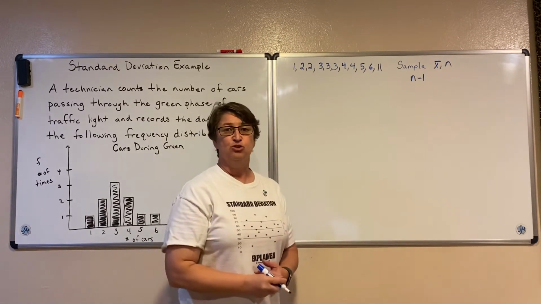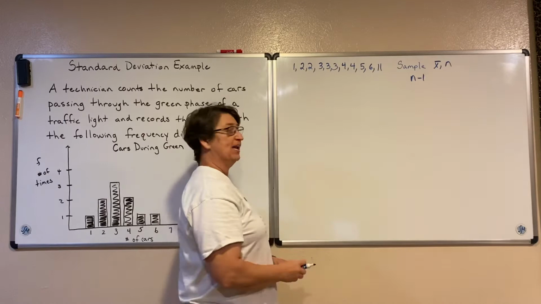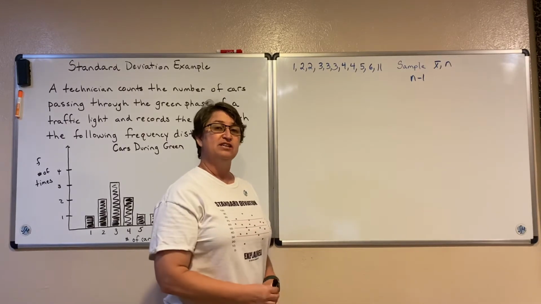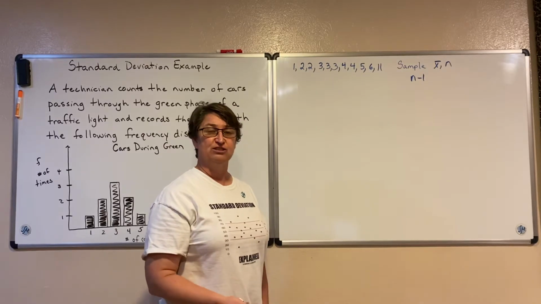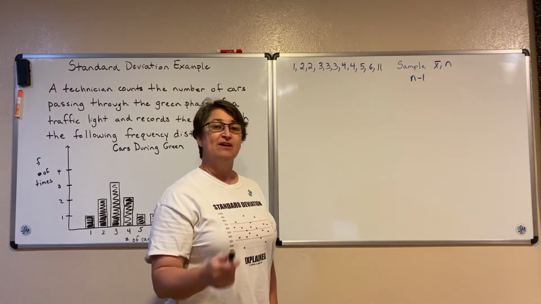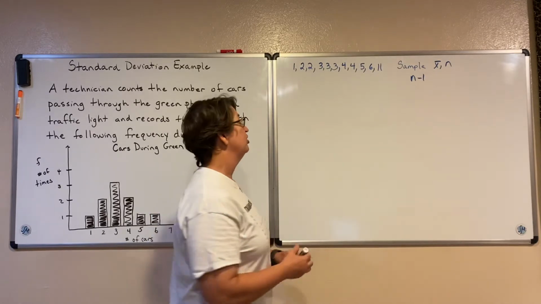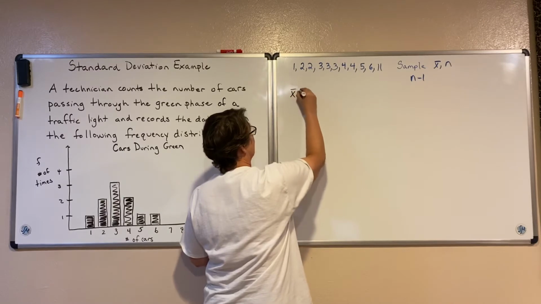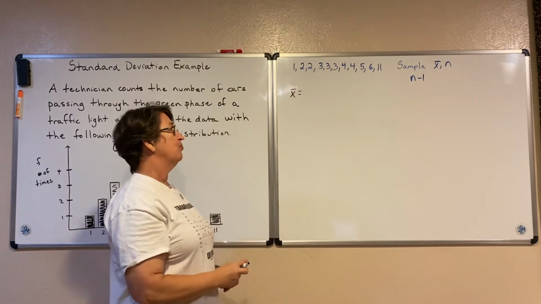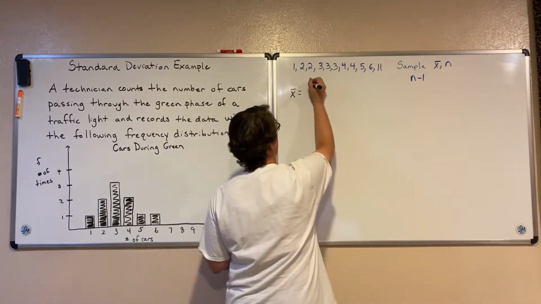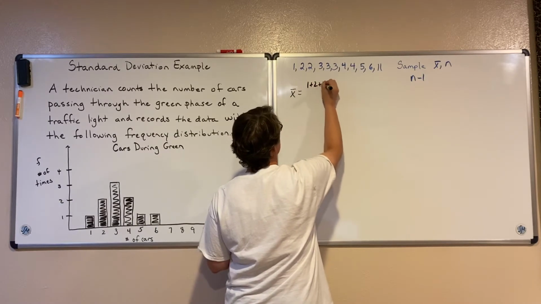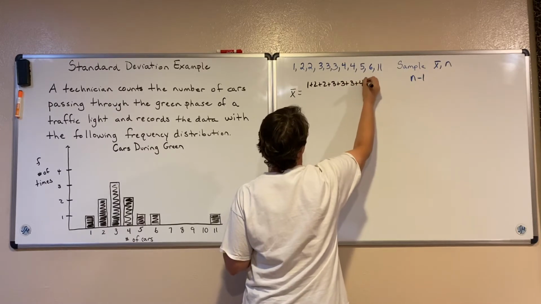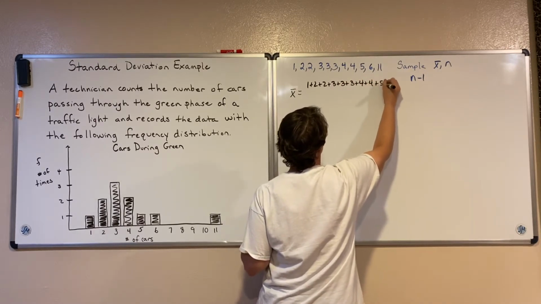Now, I'm going to go through the process of finding that standard deviation. Since we're trying to find the average distance from the mean, we need to find that mean first. So I'm going to find the mean of this data. Again, I'm using x bar because it is a sample. To find the mean, I'm just going to add up all my values and divide by the number of numbers that I have, my sample size.